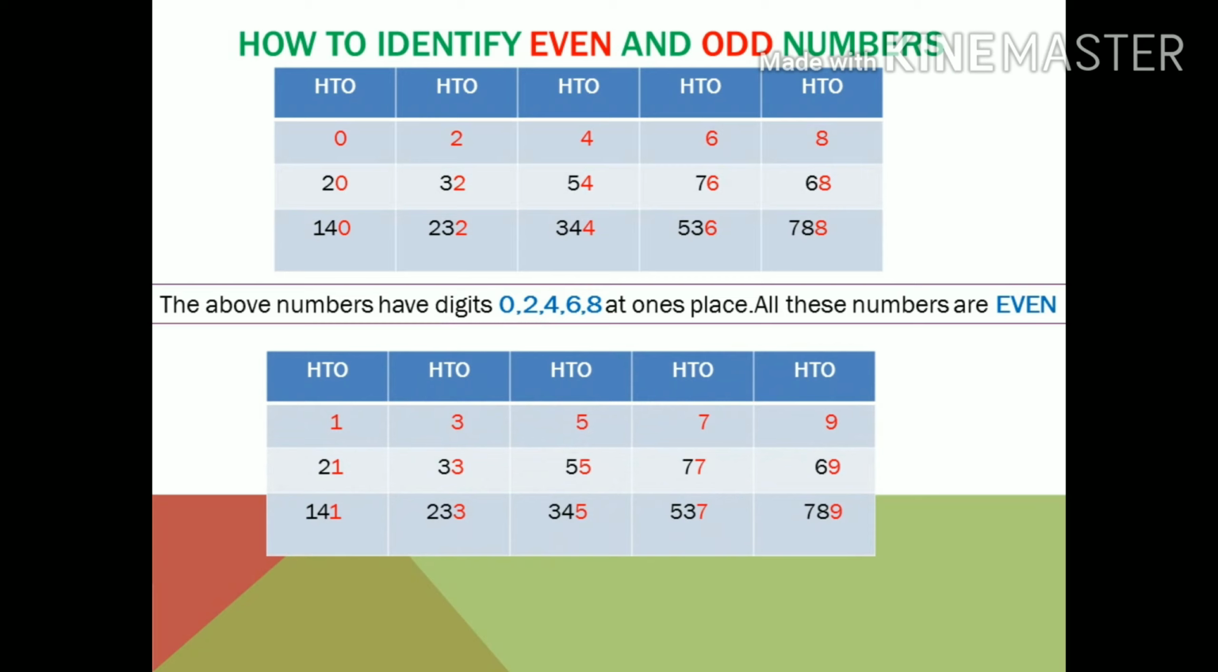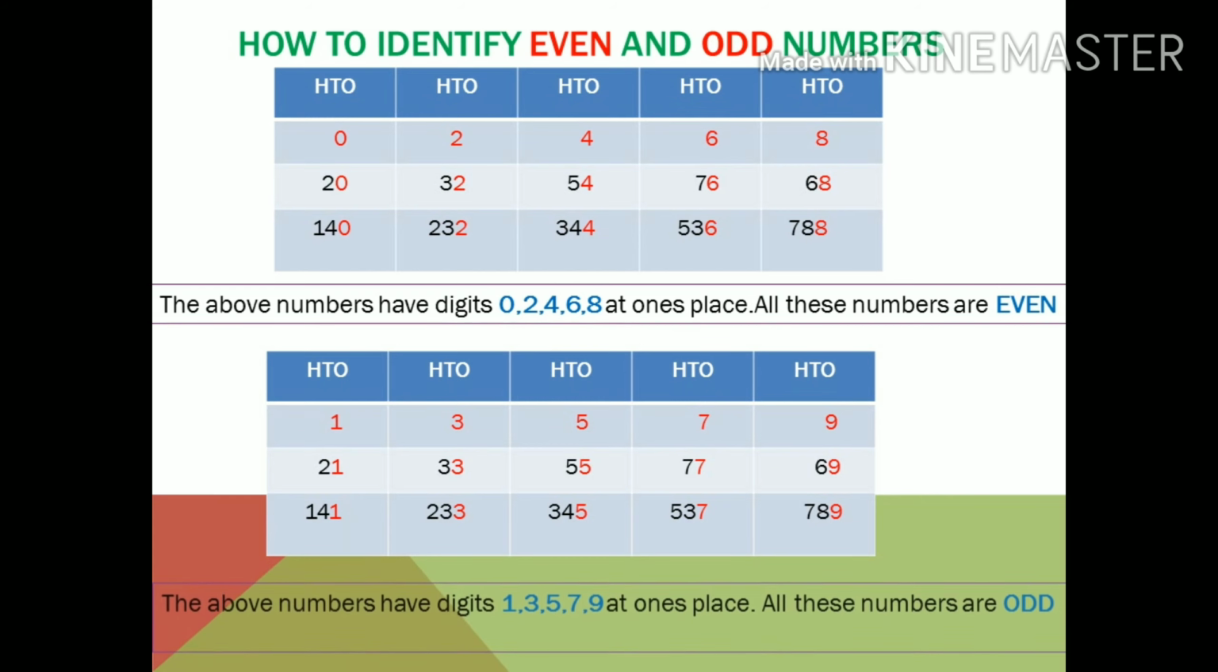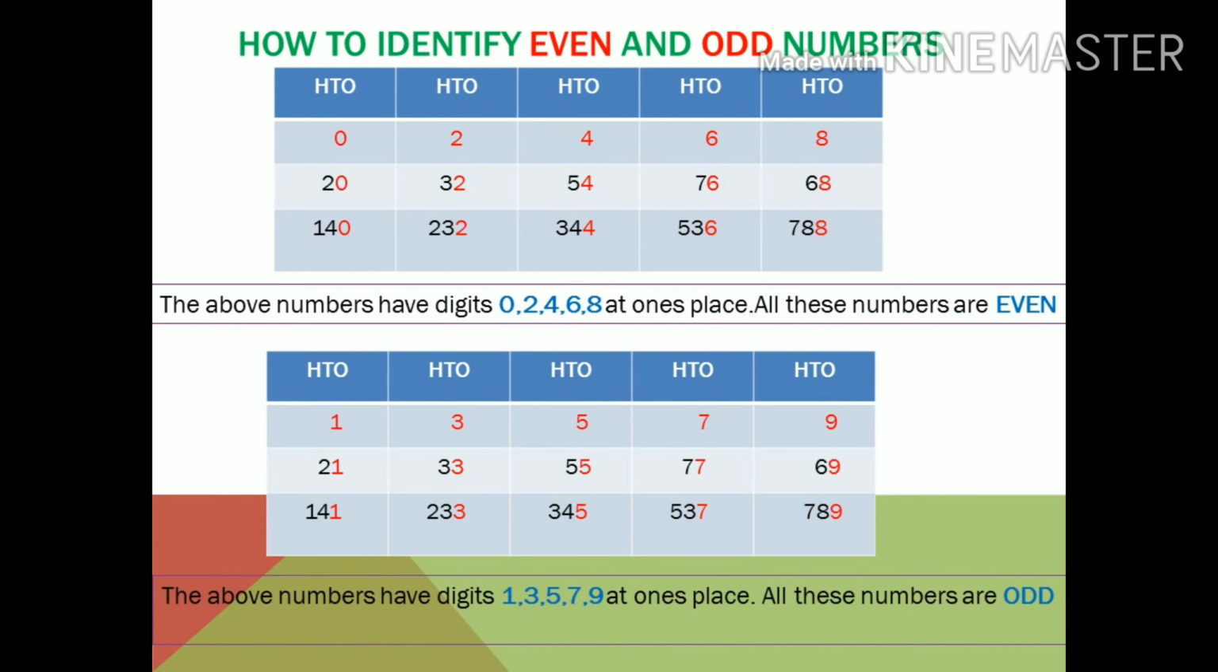This is the table. We can see the above numbers have digits 1, 3, 5, 7 and 9 at ones place. So when we see a number having 1, 3, 5, 7 or 9 at its ones place, we get to know that the number is odd.